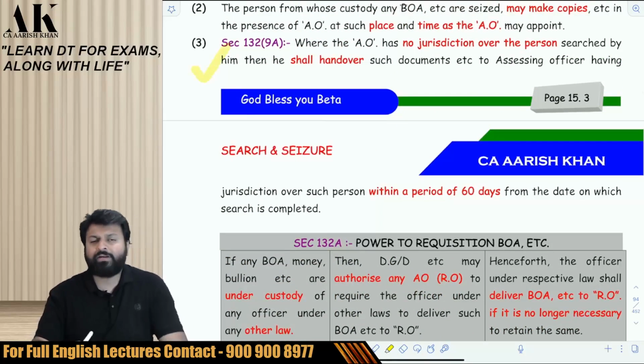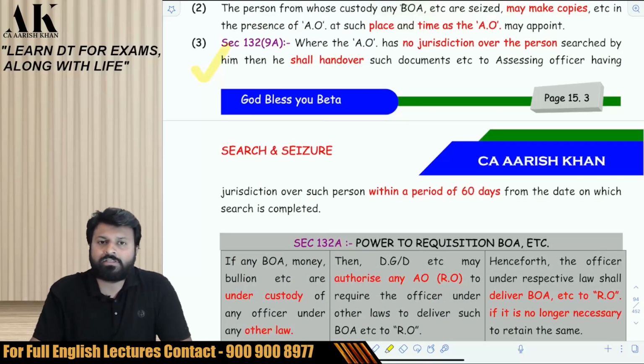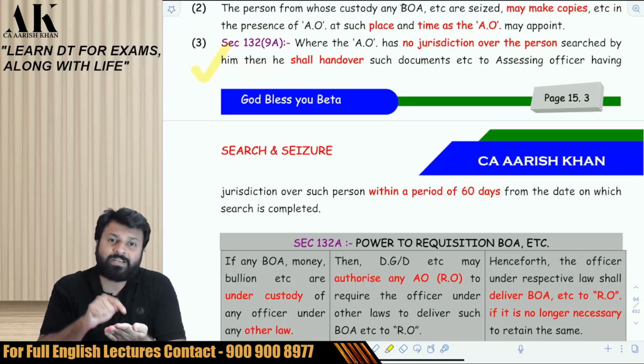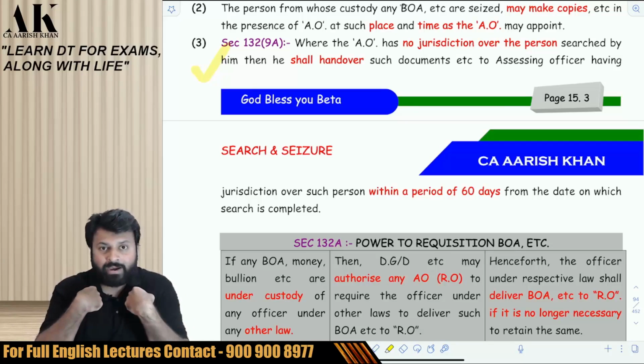Okay. Now, next one, 132(9)(a). What does this provision talk about? Suppose there is a search and seizure which is done on a person, say Mr. A. Suppose the search and seizure is done on Mr. A, and at the premises of Mr. A, there is some property which belongs to Mr. B, then what is the jurisdiction of my AO?